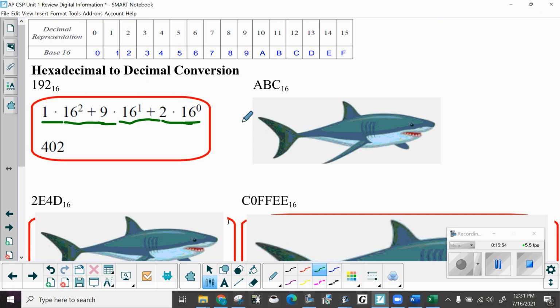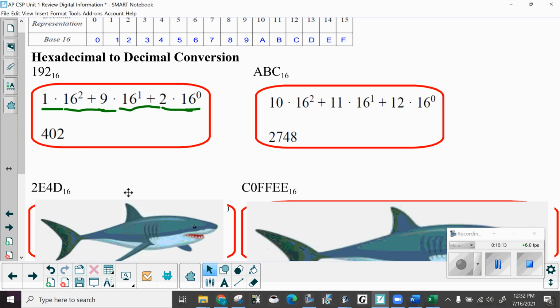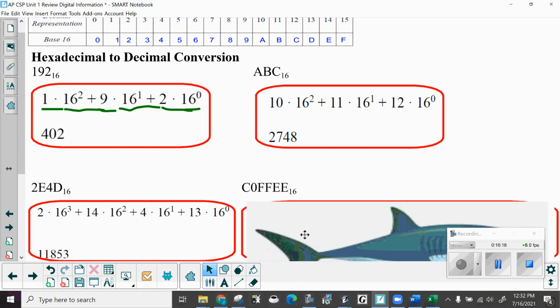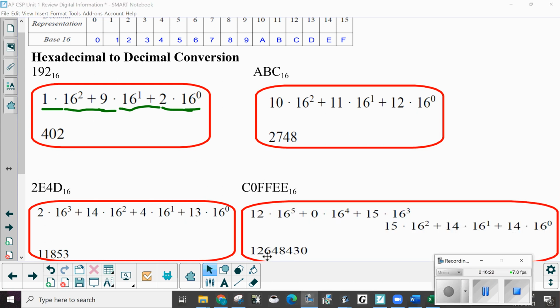Now, doing the same idea, try converting ABC, E4D, and COFFEE from hexadecimal to decimal. Pause the video, try it, and then start the video again. Did you get 2,748, 11,853, and 12,648,430?